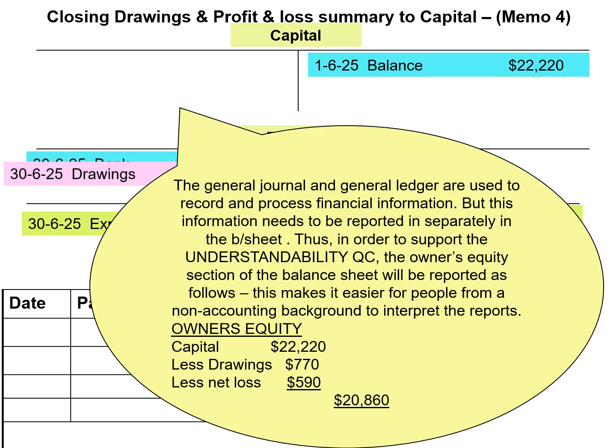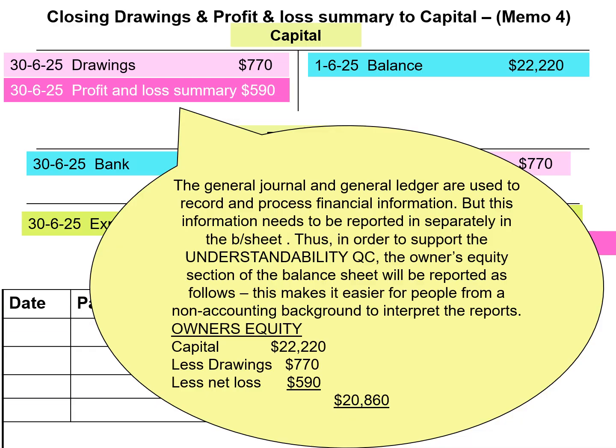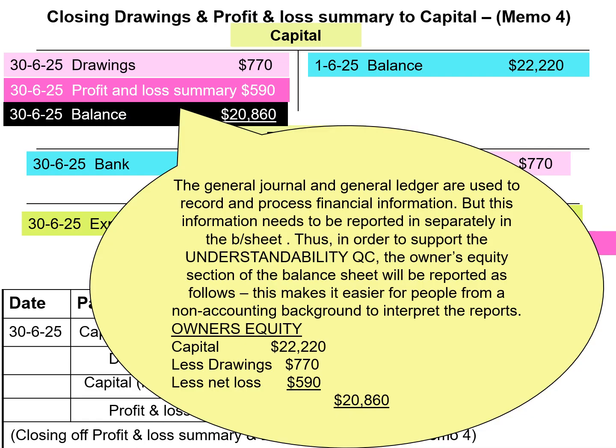Keep in mind that when we are preparing our balance sheet, the owner's equity section, we're going to start with our capital balance, which will exclude those closing entries for drawings and net loss. And then we're going to report our drawings and net profit or loss so that we provide relevant information to users of reports, and we make our balance sheet more understandable in terms of the users and their interpretation of our financial position.